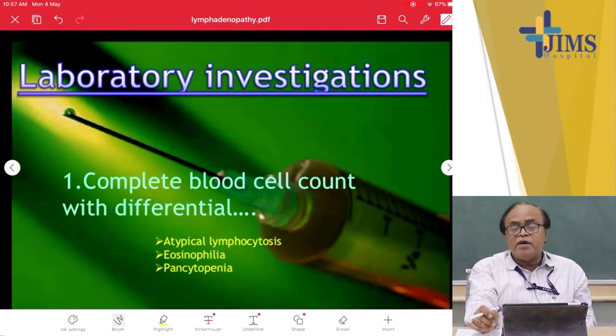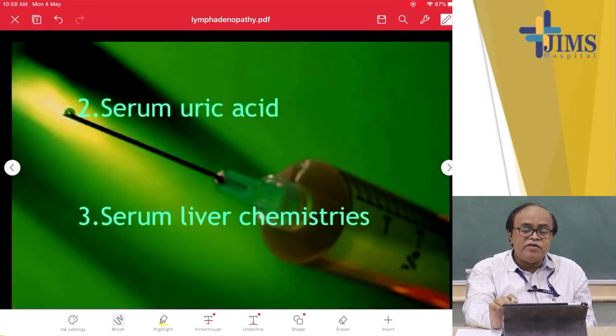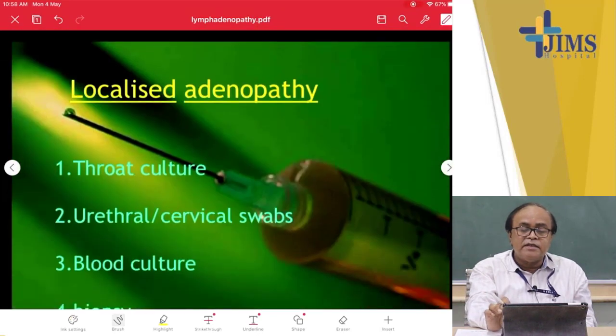Then you have to go for laboratory investigations: complete blood count with differential count, atypical lymphocytosis, eosinophilia, pancytopenia, serum uric acid, serum liver chemistries, then localized adenopathy, only local group of lymph nodes, single or multiple local involvement. Then you need throat culture, urethral or cervical swab, blood culture.